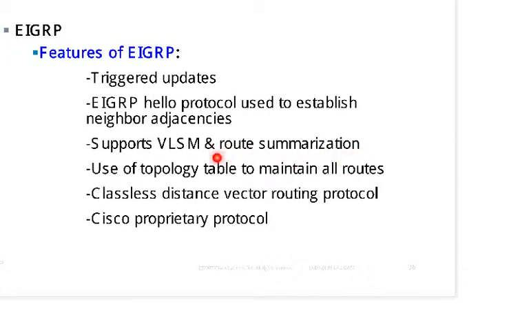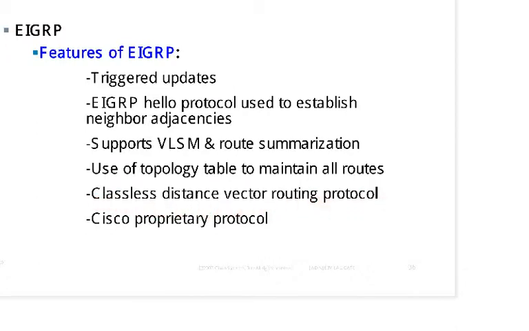I forgot to say that EIGRP also uses route summarization, and we will see that RIP also uses route summarization as well. So this is not a distinction for EIGRP only, but this one is not supported by RIP in terms of sending the subnet mask as part of the route update.